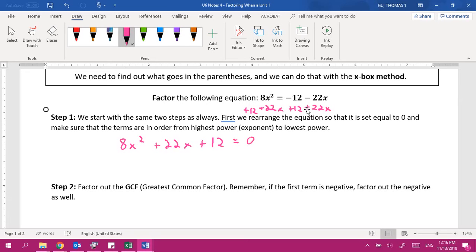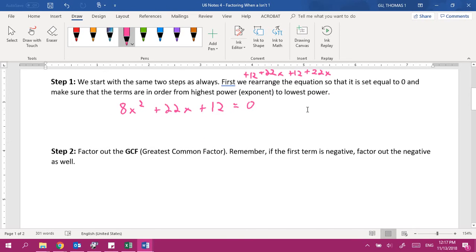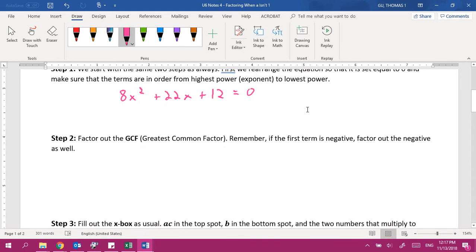Now, why did you say 8x squared plus 22x plus 12 and not 8x squared plus 12 plus 22x? It has to go from the highest to the lowest power. Good. Nice. So that's the first step. You always want to make sure of that first. Then the next step that you always want to check for is, is there a greatest common factor? Because if I just tried to do the X box with these numbers, 8, 22, and 12, those are pretty big numbers, right? And you're going to struggle to find the factors. When we take out the GCF, the greatest common factor, we make those numbers smaller, and it's a lot easier to find our factors. So is there a greatest common factor here?